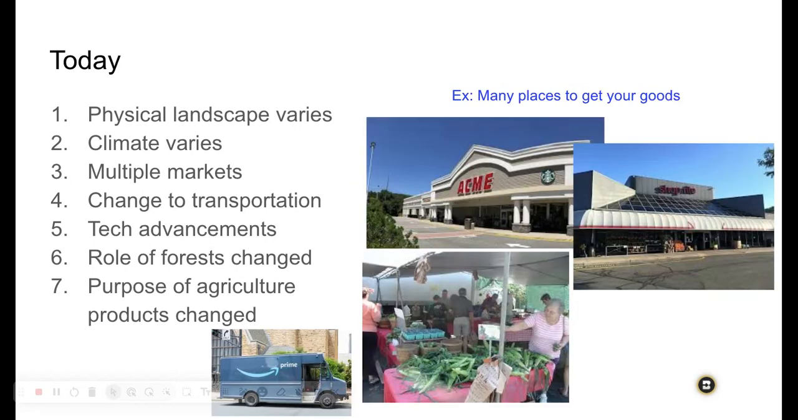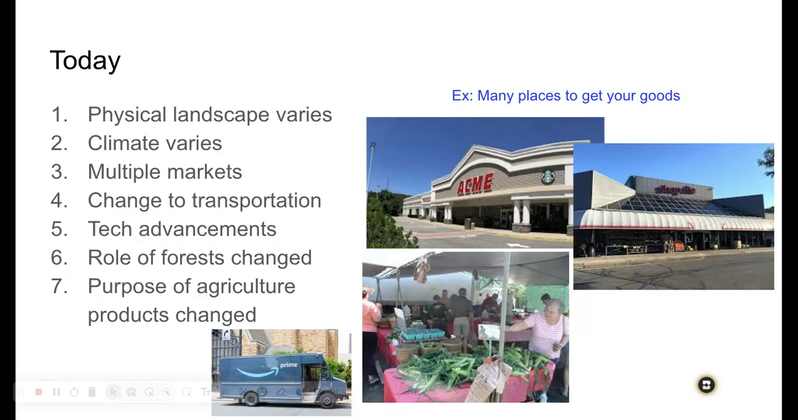We also can get our goods from multiple markets now, whether it's different grocery stores, the local farmers market in town, whether it's delivered from who knows where, from Amazon Prime or something like that, right? Some of these places should look familiar to you guys. You may have been to them once or twice.